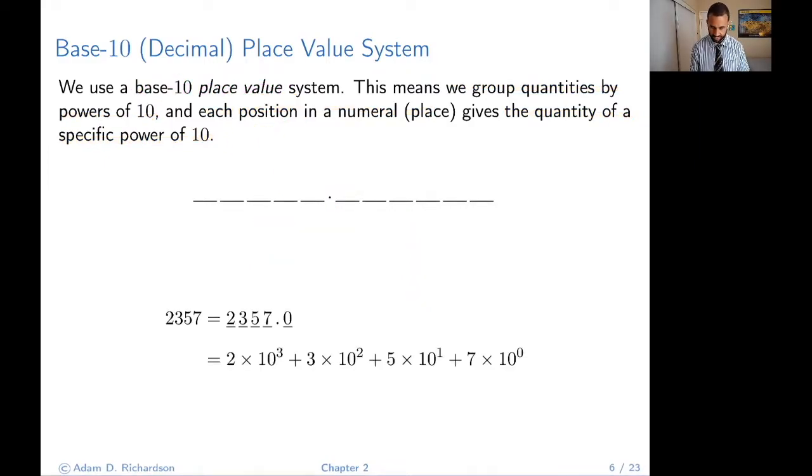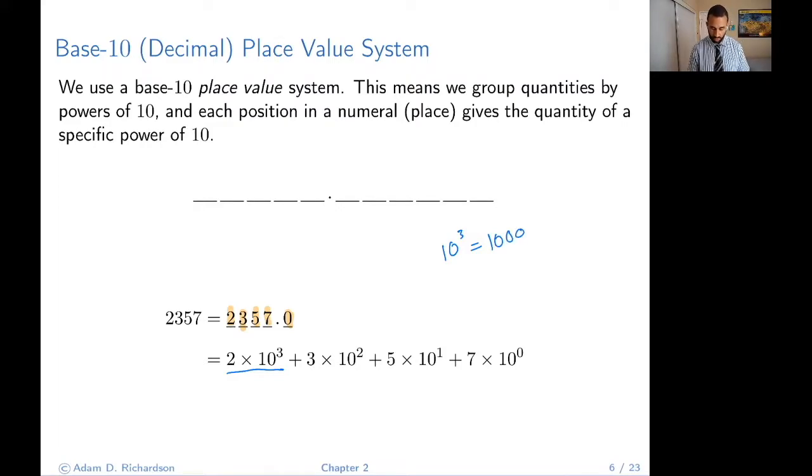Let's look at this number here, 2,357. The number 2,357 is represented like this: a 2 in the thousands place, a 3 in the hundreds place, a 5 in the tens place, a 7 in the ones place, and then there's nothing else beyond that. So sometimes we'll put a 0 after the decimal point. And what that's really saying is this. We're saying we have 2 groups of 10 cubed. So notice that 10 cubed is 1,000.